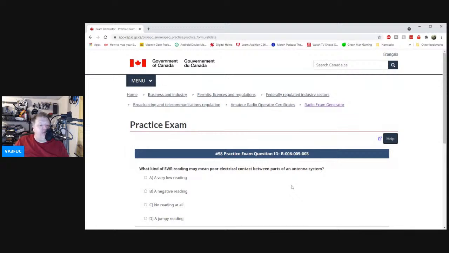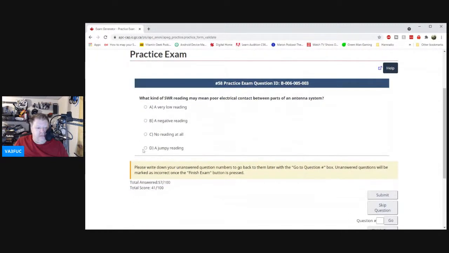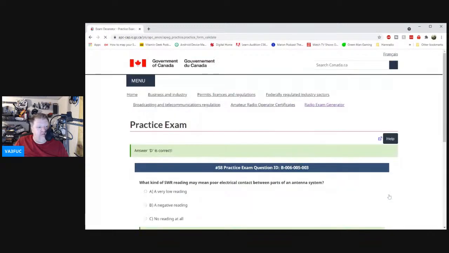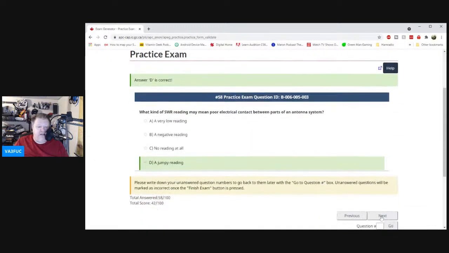What kind of SWR readings may mean poor electrical contact between the parts of an antenna? A very low reading, a negative reading, no reading at all, or a jumpy reading? I would figure a jumpy reading would be the equivalent for that. D is correct.